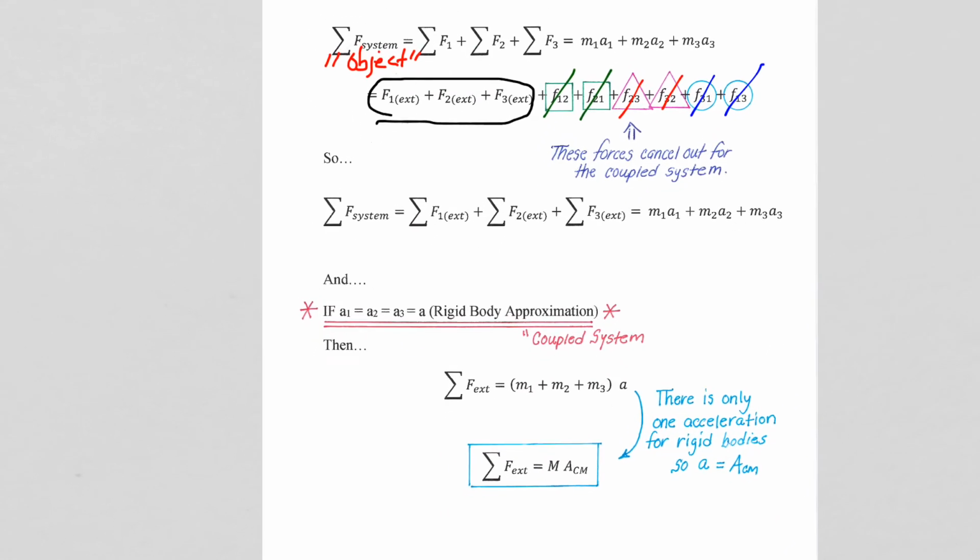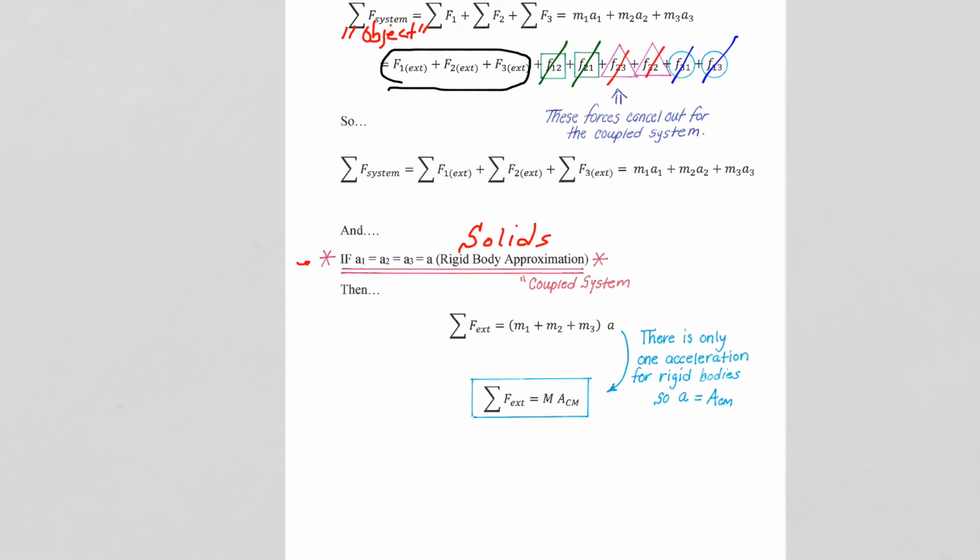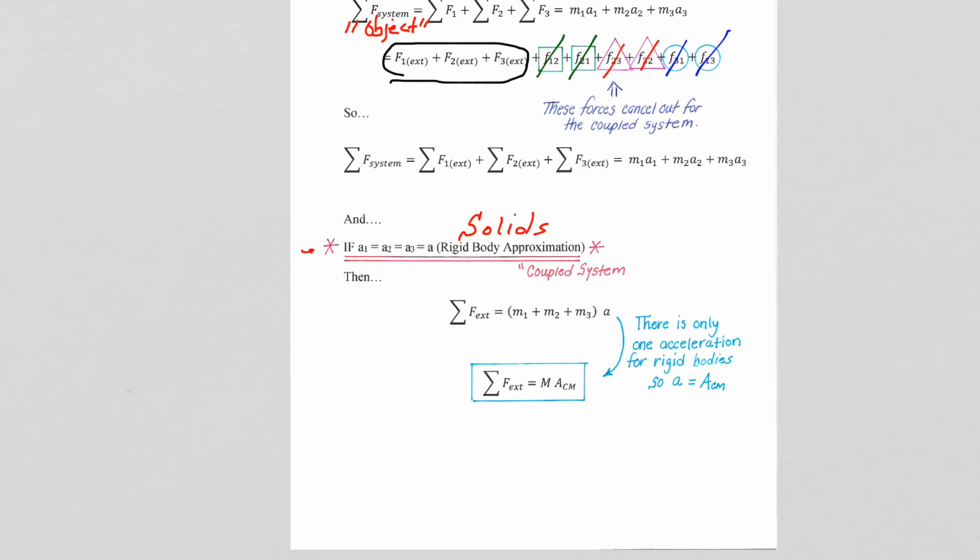If we have a solid, so technically when we go from the gas to the liquid to the solid in physics, we call that a rigid body approximation, as I have stated down here, but really this is for solids, so let's put solids in there. So the pieces aren't moving. The bumper and the fenders aren't moving around relative to each other.